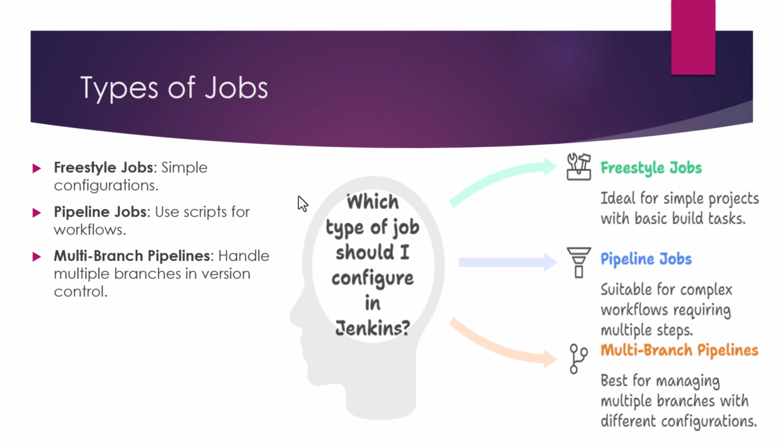Multi-branch pipelines automatically create a pipeline for each branch in your version control system, also enabling you to manage multiple branches with different build configurations. Each job type serves a different purpose depending on the complexity of your workflow. For example, freestyle jobs are great for simple projects while pipeline jobs are perfect for complex and multi-step build processes.